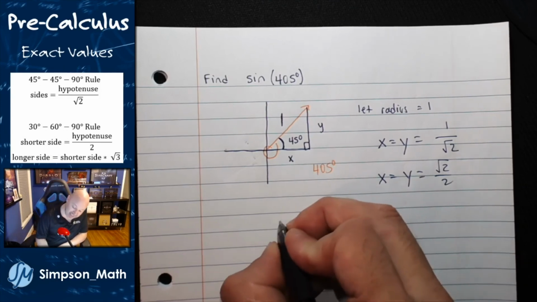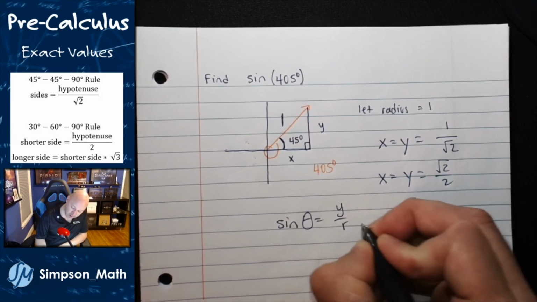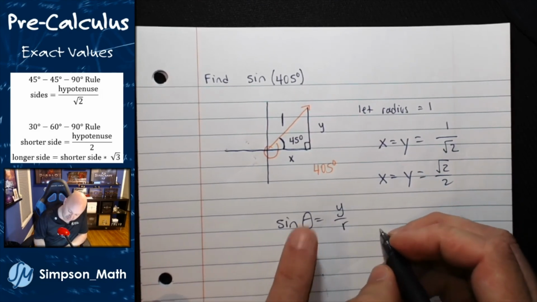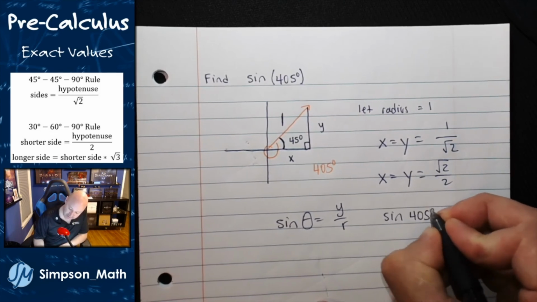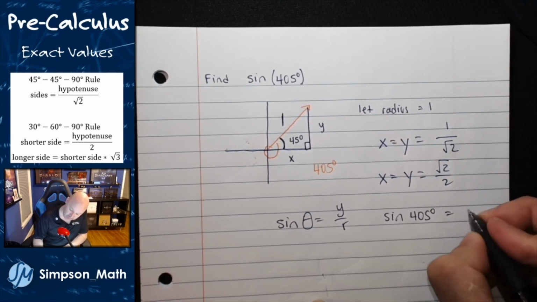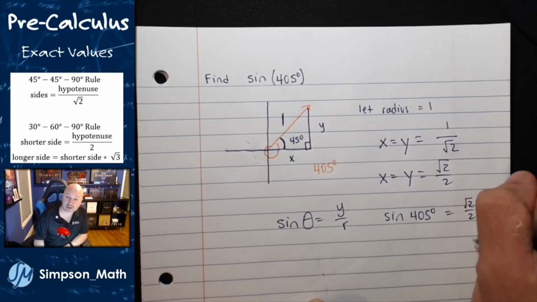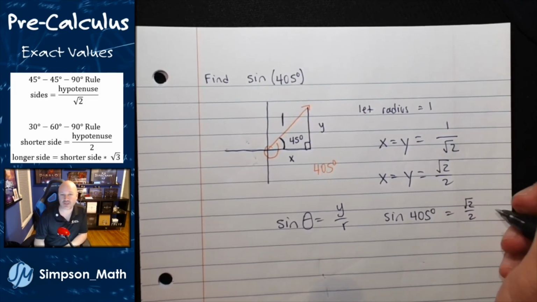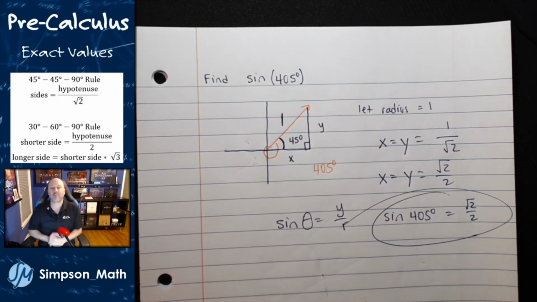And if I'm looking for the sine value, sine is defined as y over r. So using my reference angle of 45, sine of 405 degrees is equal to the y value, root 2 over 2 over the radius. But over 1 is just going to be that y value. So sine of 405 degrees is the square root of 2 divided by 2.